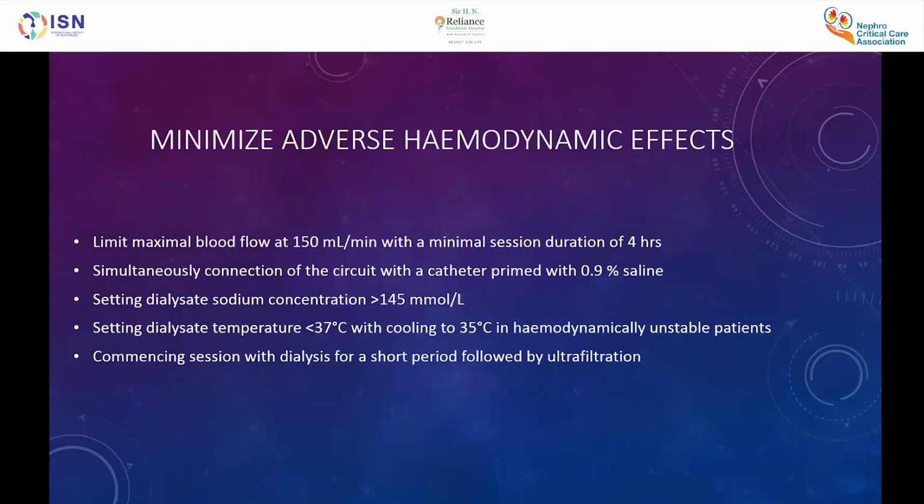So how do we minimize these adverse hemodynamic effects? We limit the maximal blood flow to around 150 ml per minute with a minimal session of at least around 4 hours. We use simultaneous connection of the circuit with a catheter that is primed with normal saline, set the dialysate sodium concentration at more than 145 millimoles per liter, and keep the dialysate temperature less than 37, with cooling to 35 in hemodynamically unstable patients. We also commence the session with dialysis for a short period, followed by ultrafiltration.